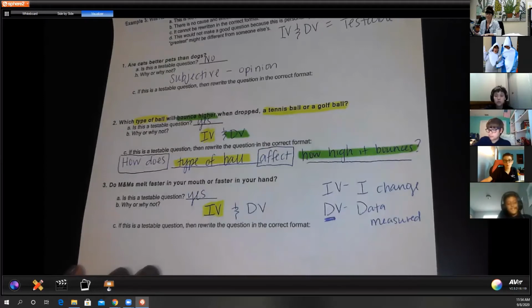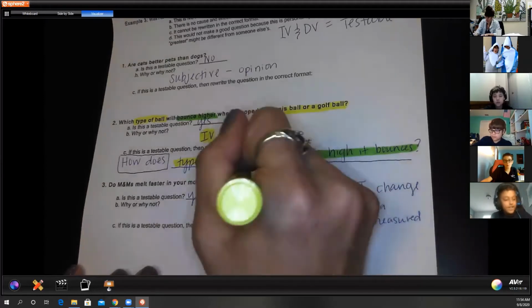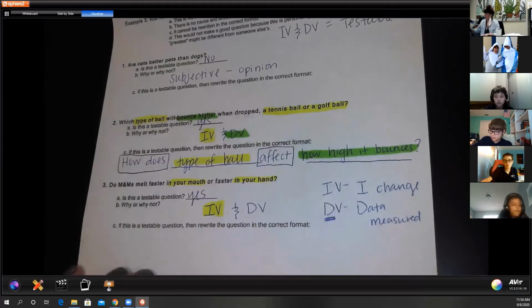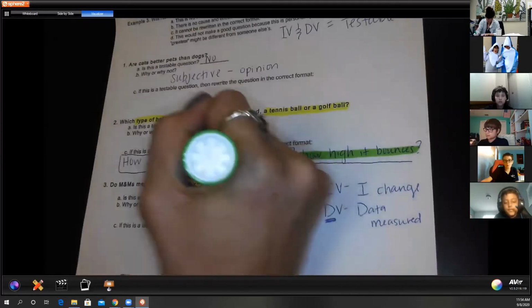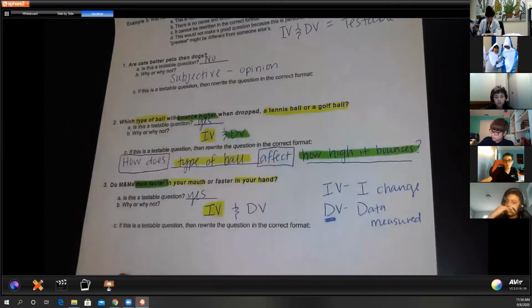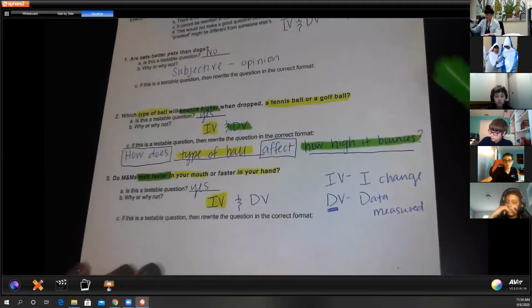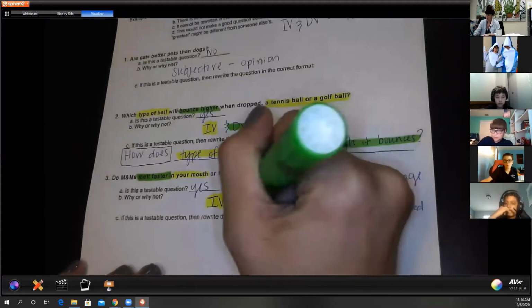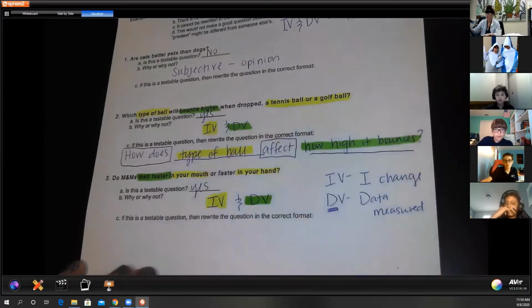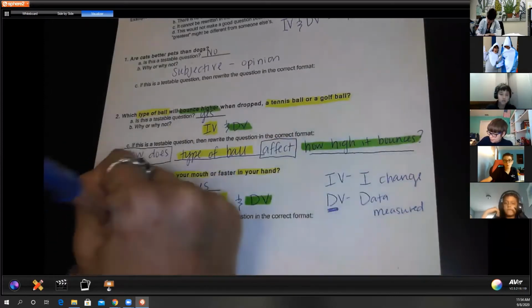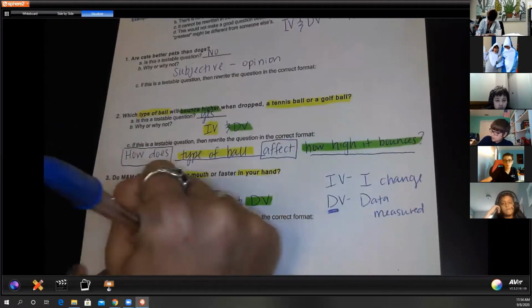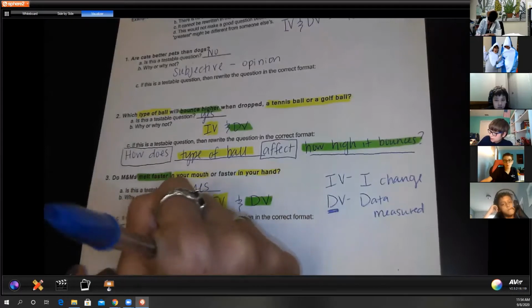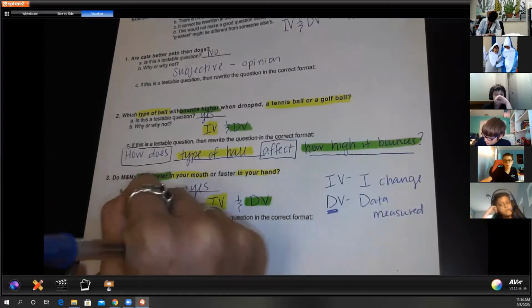Where it is, right? So if it's in my hand or if it's in my mouth. Then what am I measuring? What's the data that's being collected? Joel? How fast it melts. So I'm always going to start with what two words? Call it out. How does. How does affect. They stay locked up forever and ever. How does affect.